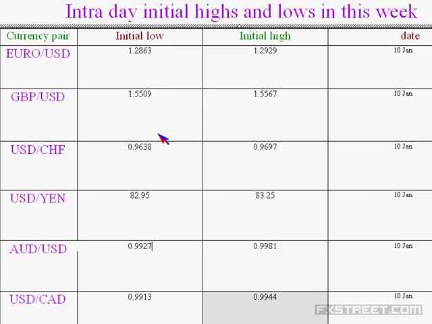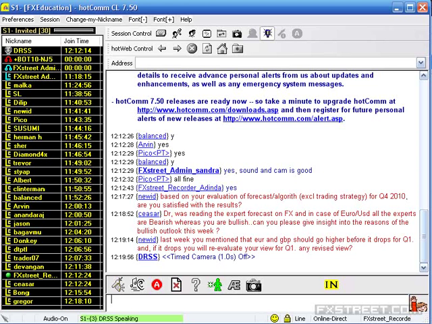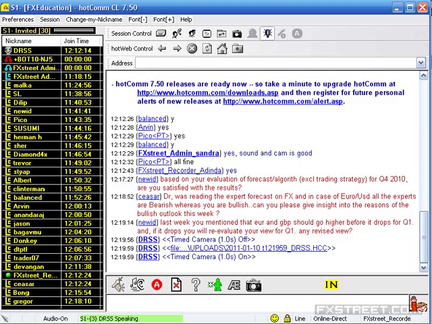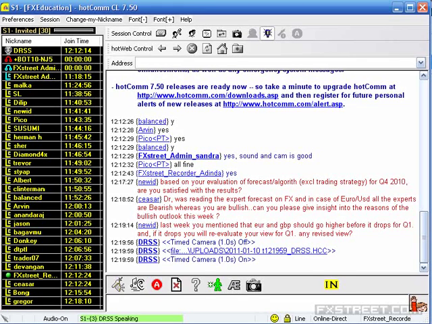So let me minimize the PowerPoint presentation and take up the questions which are asked here. Okay, anyhow, Newid has got a question. Based on your evaluation of the forecast algorithm, excluding the trading strategy for Q4, are you satisfied with the results?